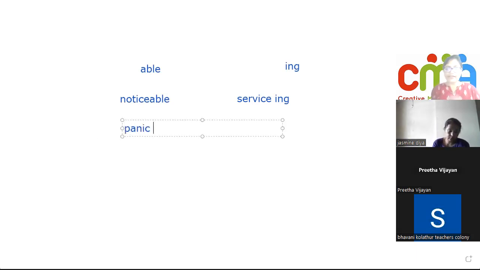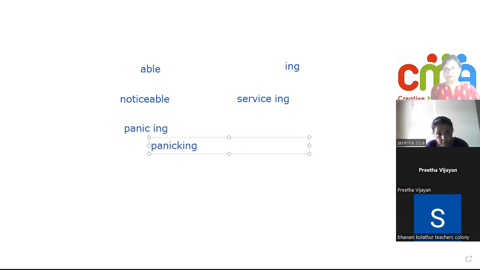Now, for example, if I have the word panic and I have to add ing, what will happen? Panicking. So why are we adding a K here? Can someone tell me? Why is K coming here? Ma'am, I suppose C followed by I, then the sound changes to S. Yes, very good. Otherwise, it would be panicing. But then we are using K to keep it panicking.